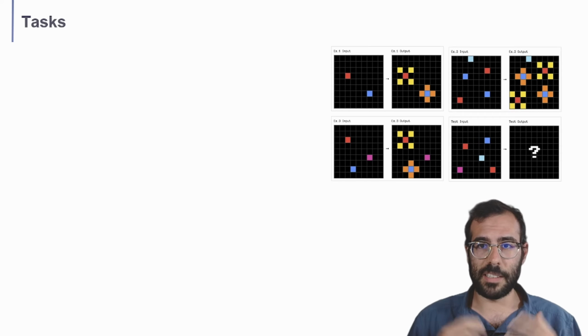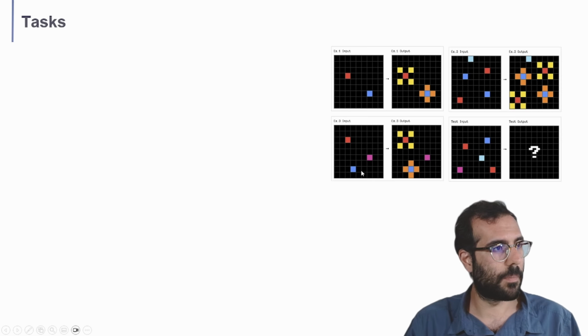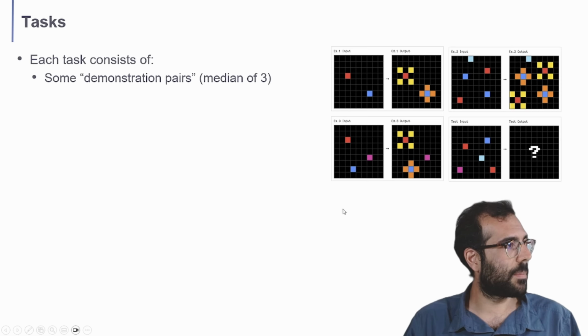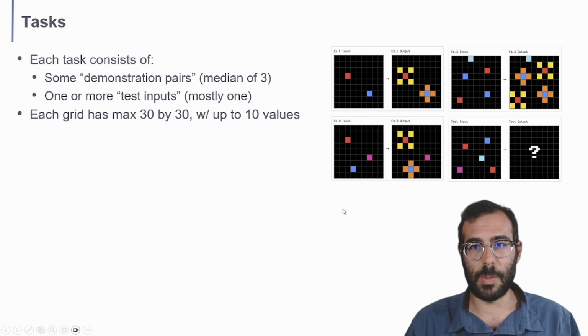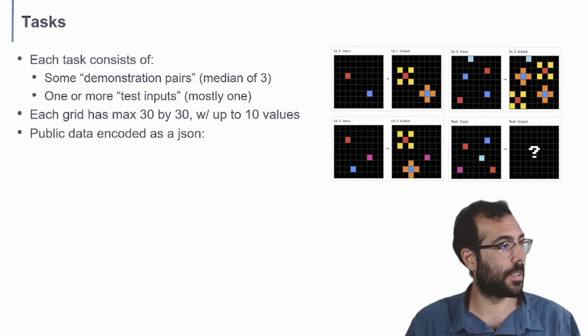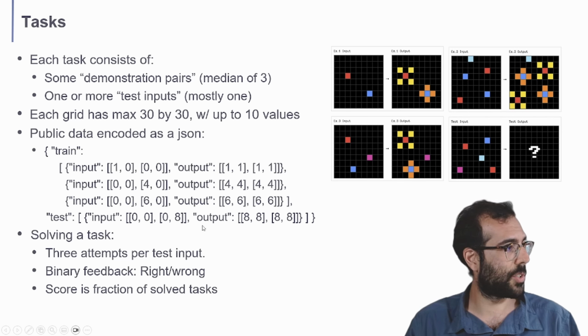And in all of the cases within a task, the same rule is applied. So you have some demonstration pairs with a median of 3, and one or more test inputs, mostly one. Sometimes they want to really make sure that you got the right transformation, and so there's more than one. There are up to 10 different colors for each task. And the public data is encoded as a JSON, like it's shown here.